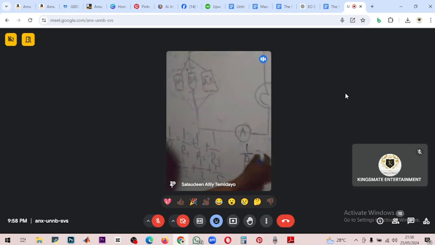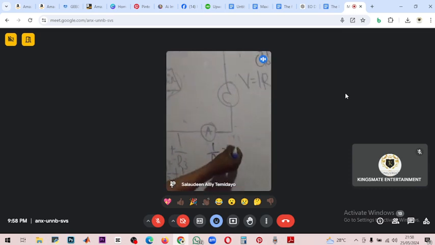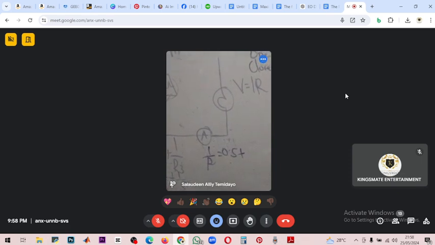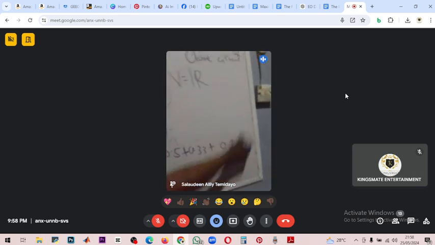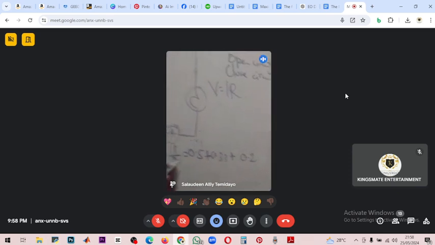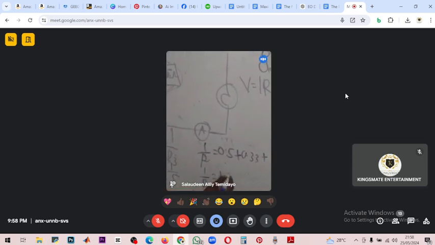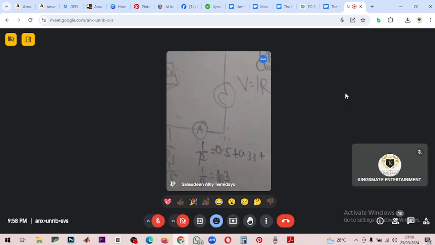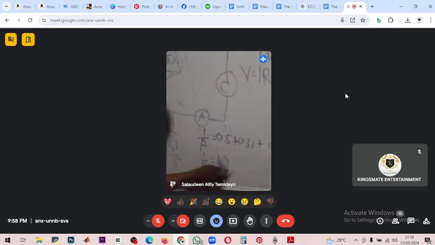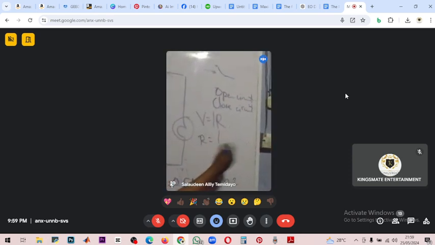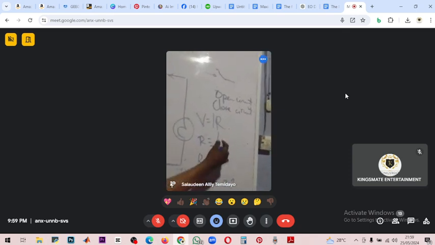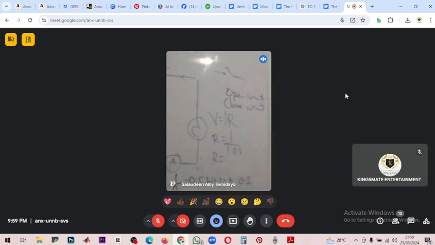Okay. So 1 over R equals 1 over 2, which is 0.50, plus 1 over 3, which is 0.33, and 1 over 5, which is 0.2. So 1 over R equals 1.03. So R is going to be equal to 1 divided by 1.03, that's 0.979 or something. So that will be the total resistance in the circuit.